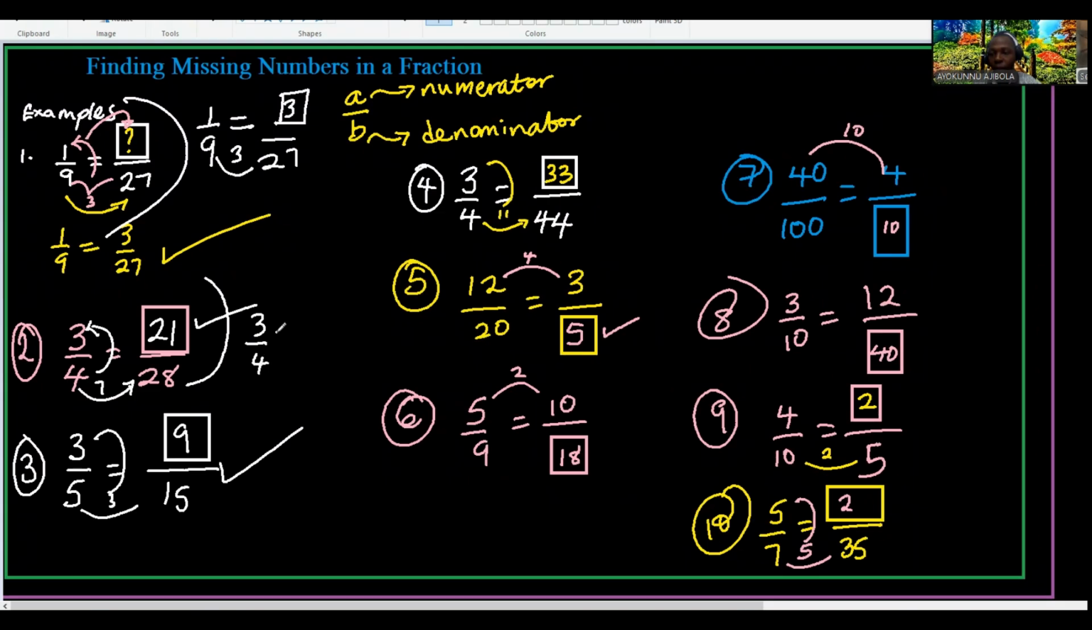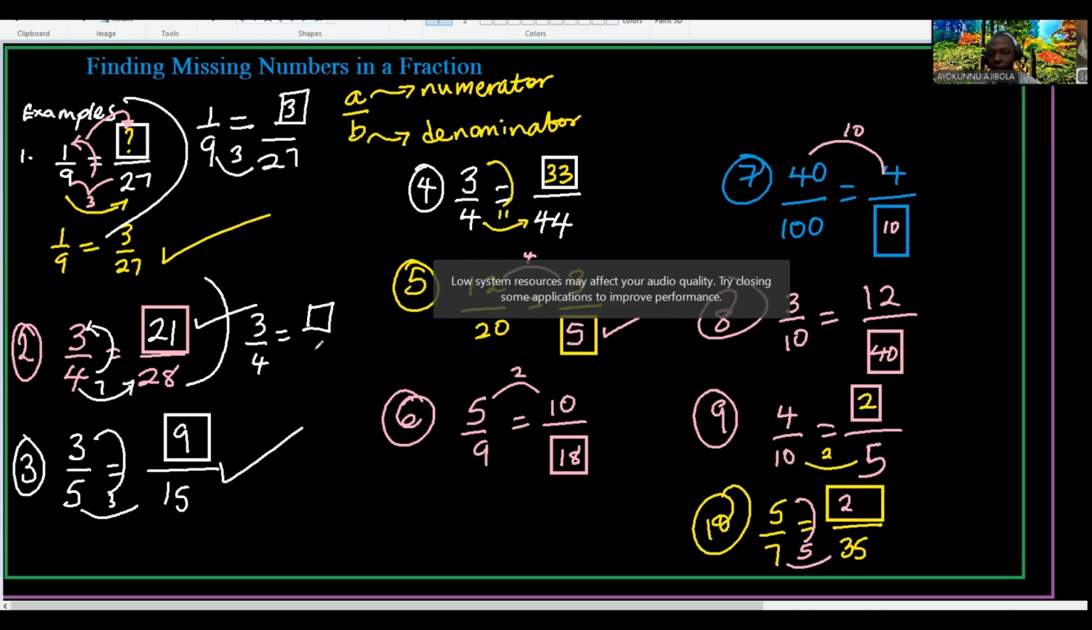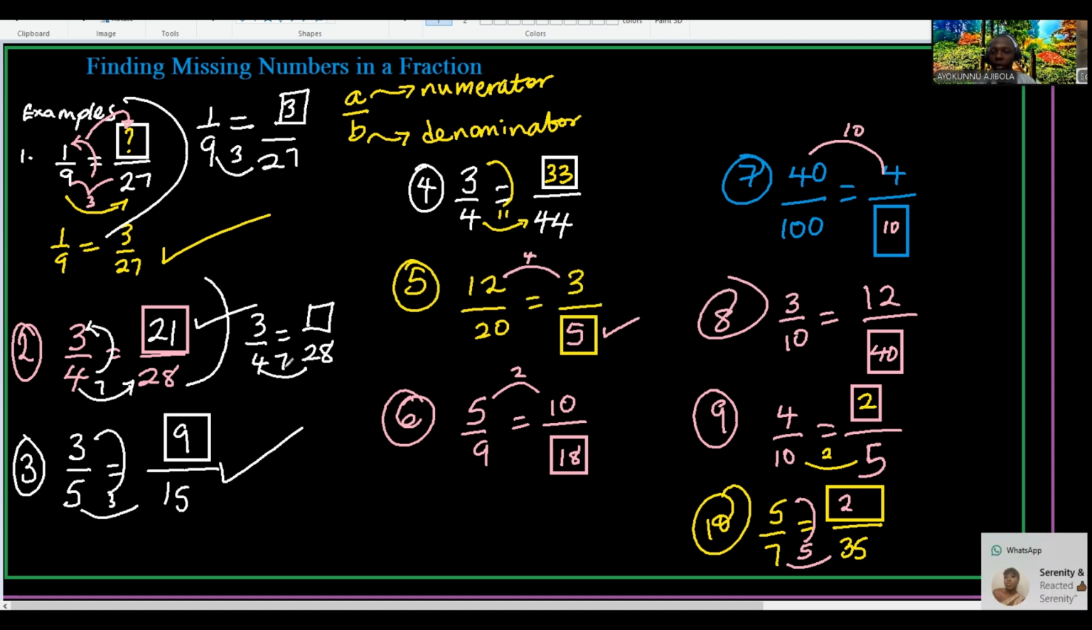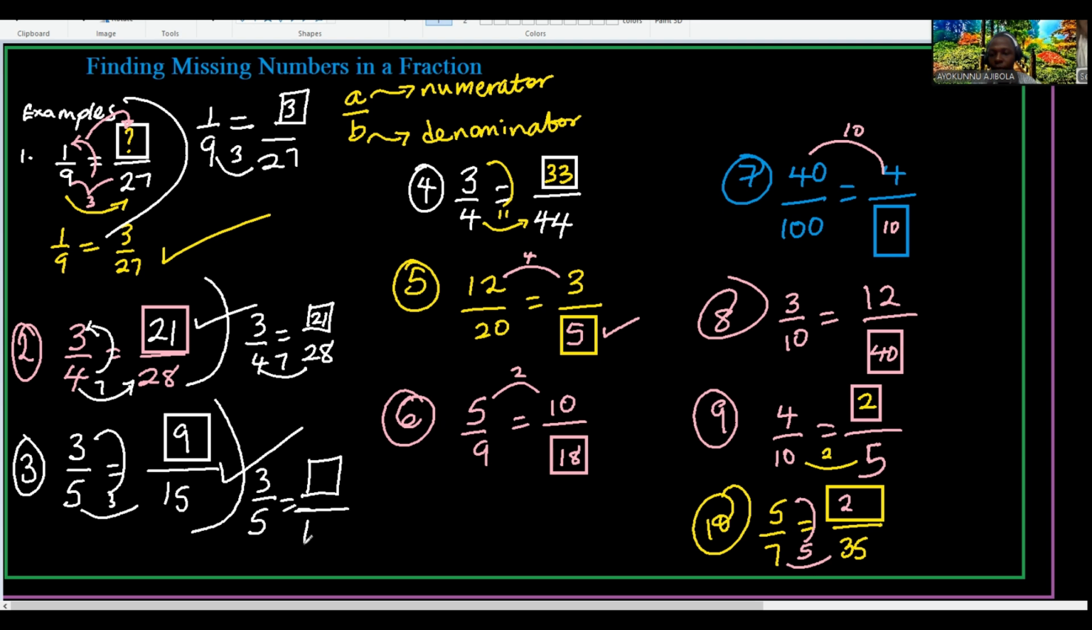Let's look at the second one again. 3 over 4 equals something over 28. So 4 times what will give me 28? That's 7, right? And 7 times 3 gives me 21. Okay? Then the next one, 3 over 5 equal to something over 15. So 5 times what gives me 15? That's 3. Then 3 times 3 gives me what? 9.